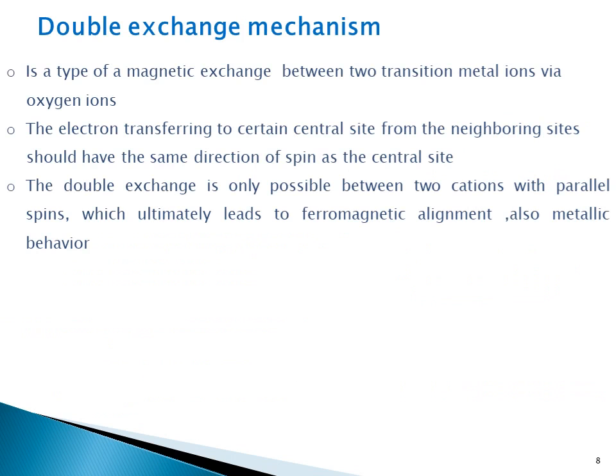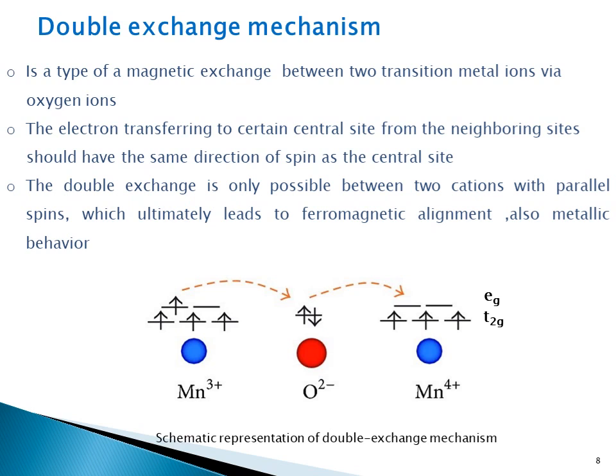Then we talk about the double exchange mechanism, which is a type of magnetic exchange between two transition metal ions via an oxygen ion. The electron transferring to the central site from the neighboring sites should have the same direction of spin as at the central site. The double exchange is only possible between two cations with parallel spins, which ultimately leads to ferromagnetic alignment and also metallic behavior, as the image shows.